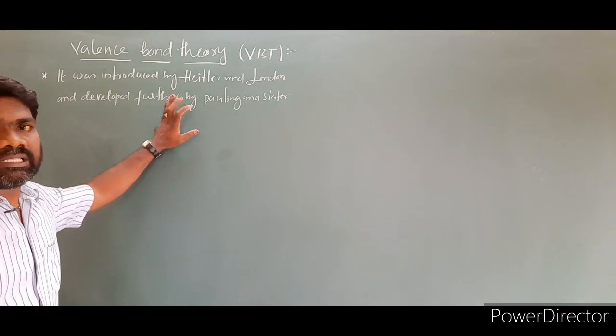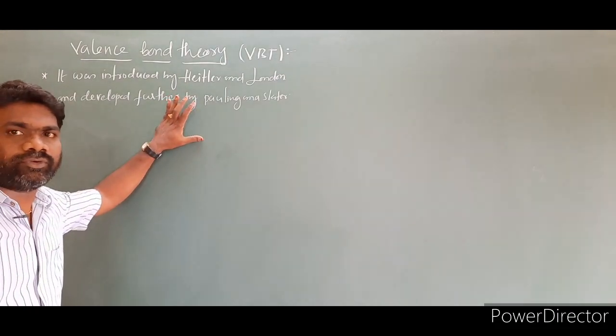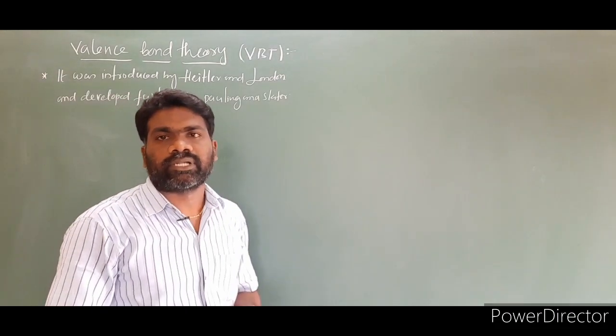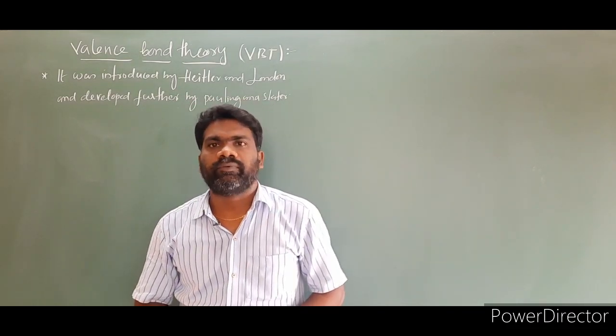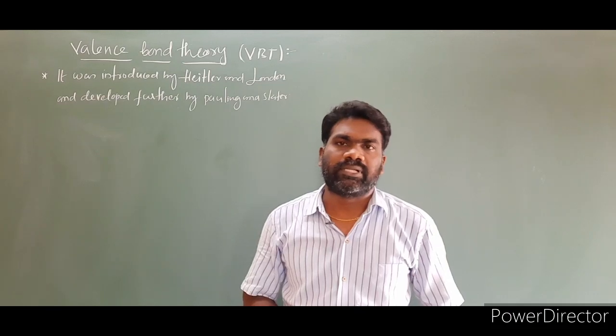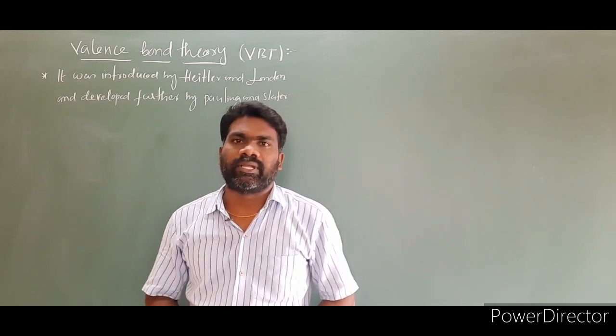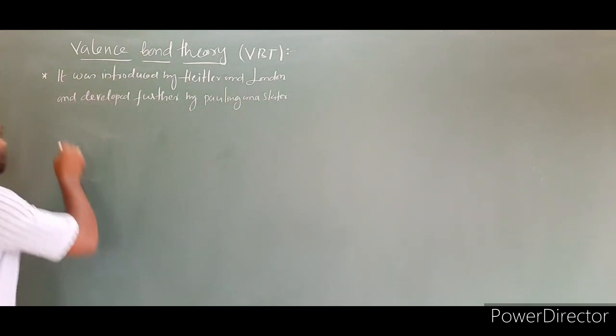Valence bond theory is based on the knowledge of, first, atomic orbitals; second, electronic configuration of elements; third, overlapping of atomic orbitals; and fourth, hybridization. So let us write them.